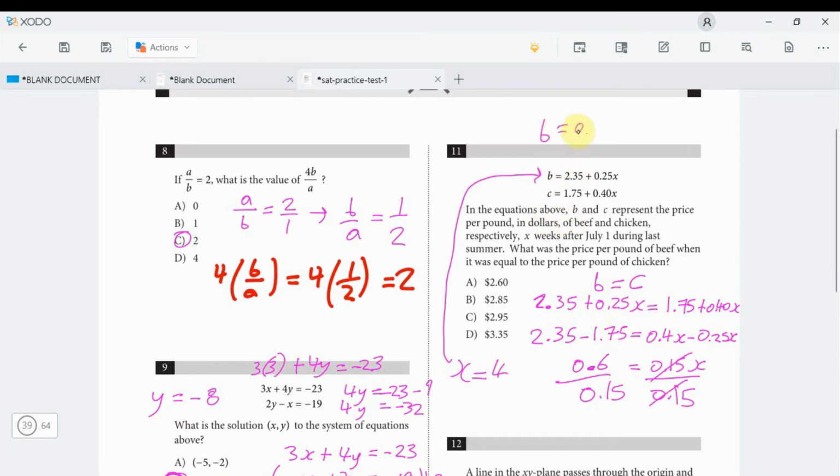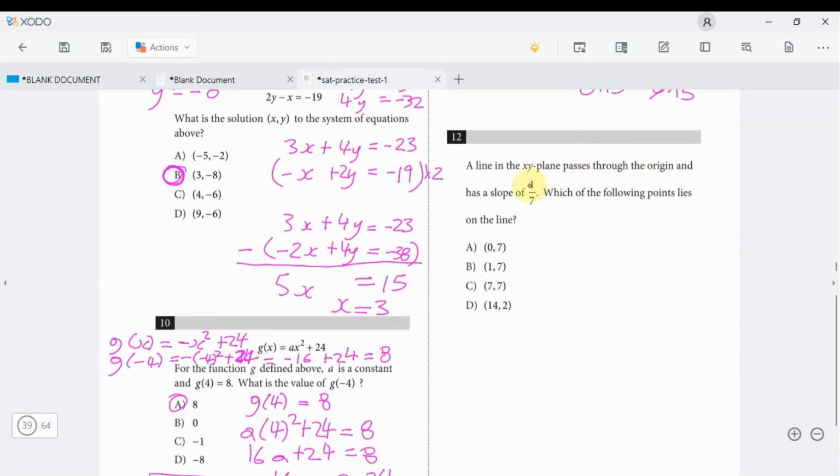So b will be 2.35 plus 0.25 times 4. 0.25 times 4 is 1. And 2.35 plus 1 is 3.35. That is option D. So that will be the price when they're equal.